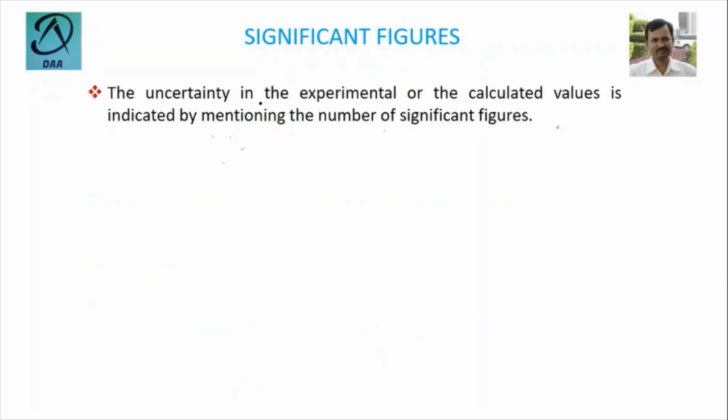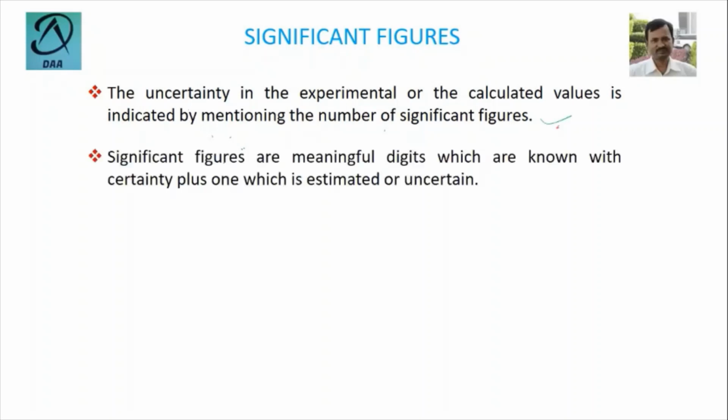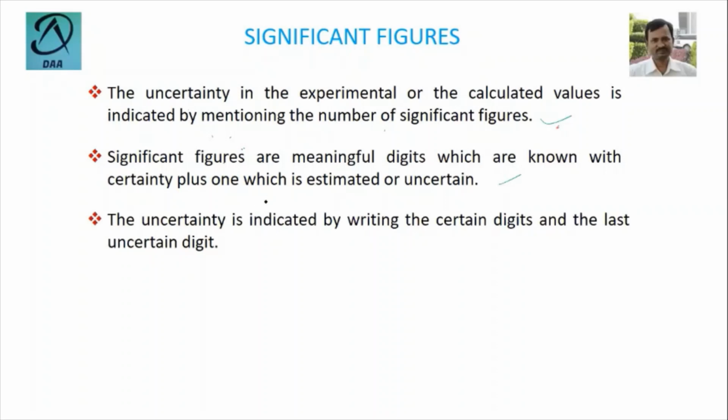The uncertainty in experimental or calculated values is indicated by mentioning the number of significant figures. Now, what are significant figures? Significant figures are meaningful digits which are known with certainty, plus 1 which is estimated or uncertain. The uncertainty is indicated by writing the certain digits and the last uncertain digit. We'll give one example now, so it will be very clear to you.